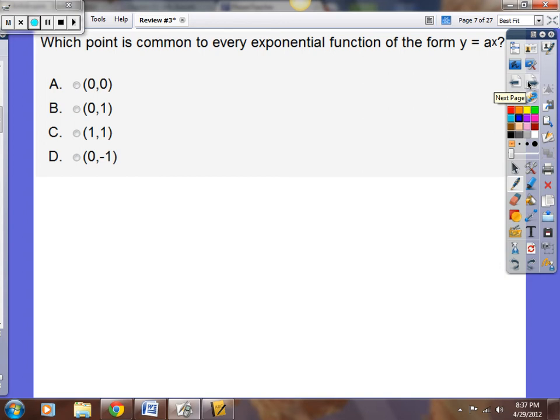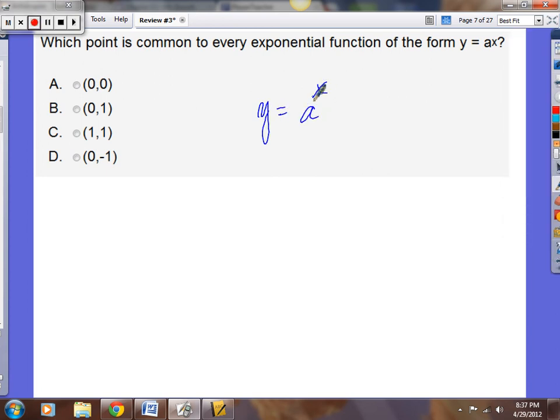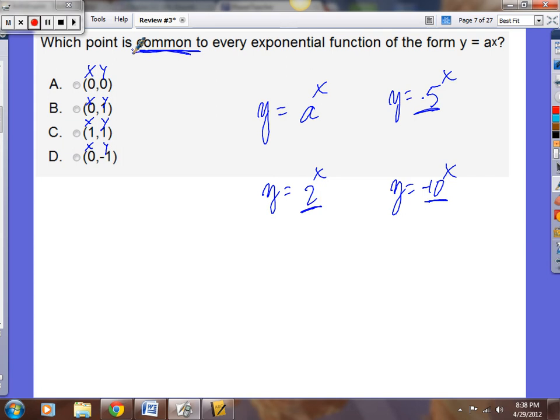What point is common to every exponential function of the form y equals a to the x? This might be one where you have no idea even what they're asking for. But they give you 4 ordered pairs, x, y. So what they're saying is, no matter if you have y equals 2 to the x, or y equals negative 10 to the x, or y equals 0.5 to the x, no matter what you have for a, if you change all these a's, which of these points, if you plug it in, is going to be common? It's going to give you the exact same answer no matter what your function is.